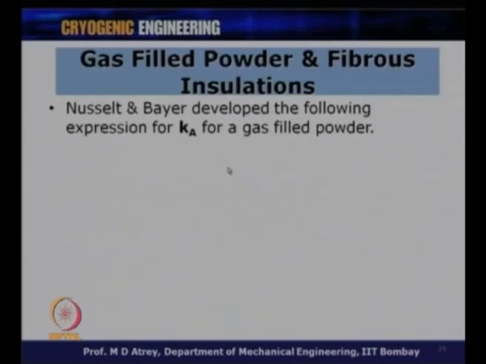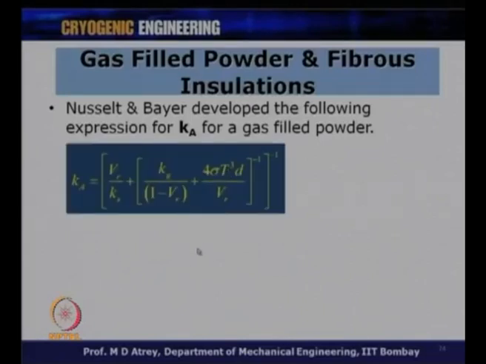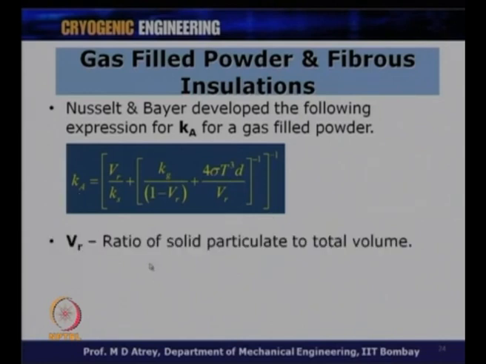The conductivity of gas filled powder and fibrous insulation can be calculated by Nusselt and Bayer, who developed the following expression for Ka for gas filled powder. Ka is equal to [Vr upon Ks plus Kg upon 1 minus Vr plus 4 sigma T cube D divided by Vr to the power minus 1] and the entire thing to the power minus 1. So, apparent thermal conductivity can depend on various parameters.